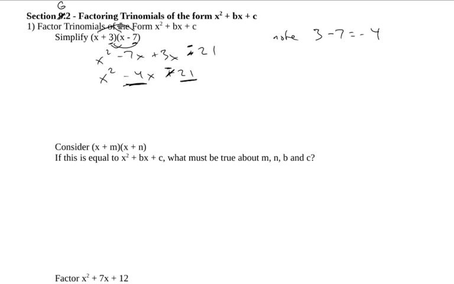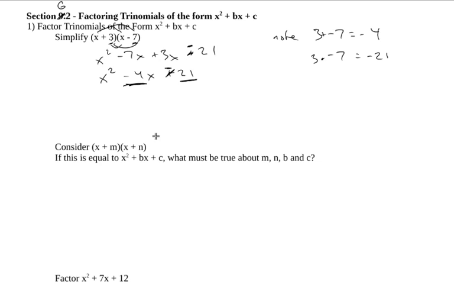This negative 21 we got when we took 3 times negative 7. 3 times negative 7 equals negative 21. So 3 plus negative 7 is negative 4. 3 times negative 7 is negative 21. Those are the two numbers we end up with here.